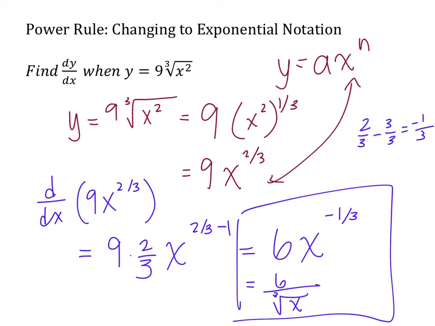So just to recap, first step, change your original function into exponential notation. Second step, derive. Third step, change it back to regular notation where you have square roots, if necessary.